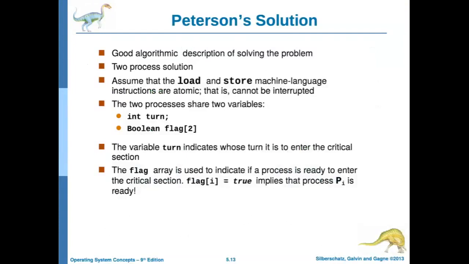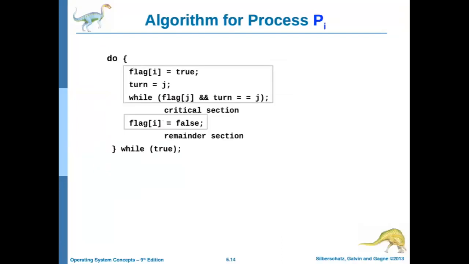Even before the algorithm, the data structures like shared things are the turn variable, which indicates whose turn it is, whether process 0 or 1, and a flag for every process, so flag of 0 and flag of 1, which indicates whether that process is ready to enter the critical section or not. So for example, if I say flag of 0 is equal to true, this implies that process P0 is ready to enter into the critical section. And then this is the algorithm.